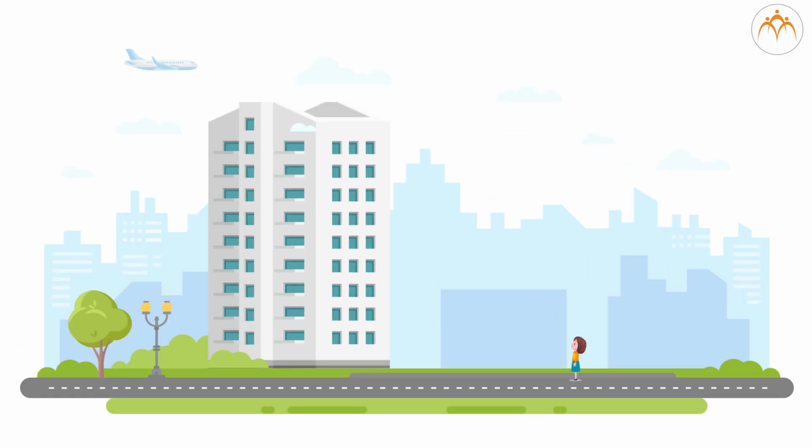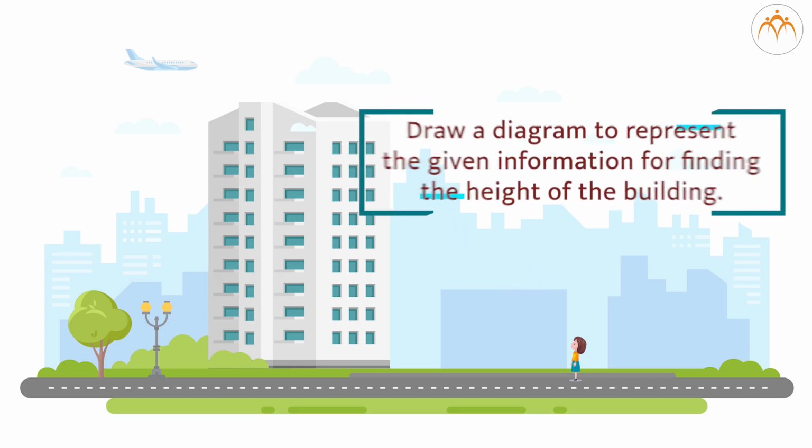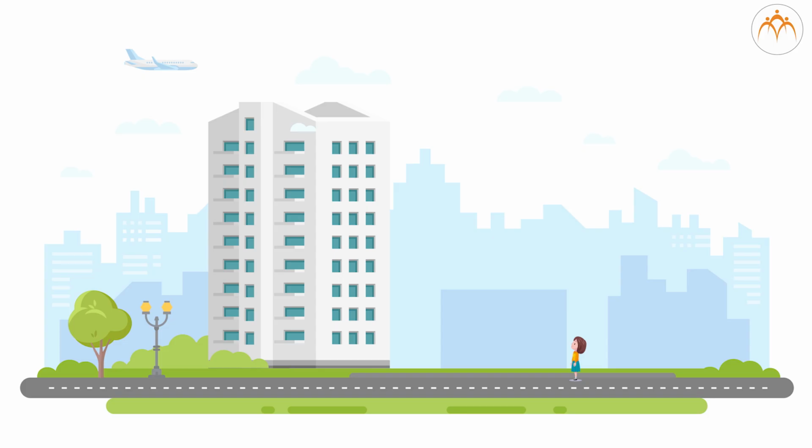First example. Siley is standing at a distance of 6 meters from a building. When she looks at the roof of the building, the angle of elevation is 60 degrees. Draw a diagram to represent the given information for finding the height of the building. Solution. Let us draw a diagram to show the given information accurately.